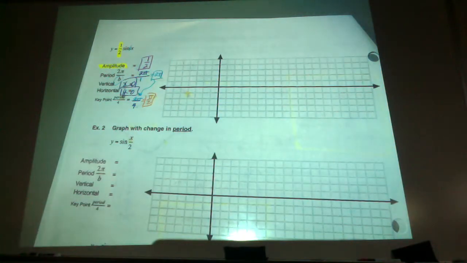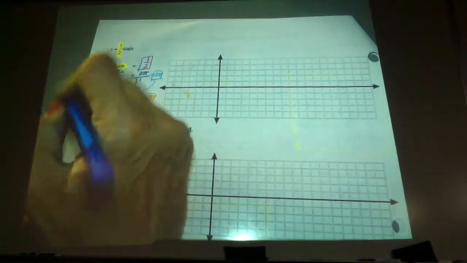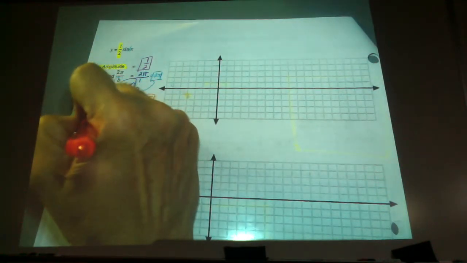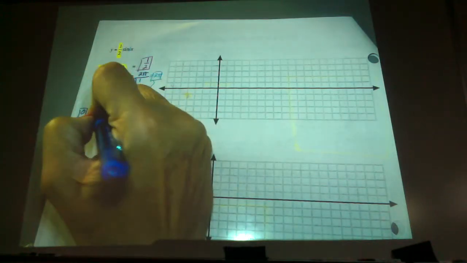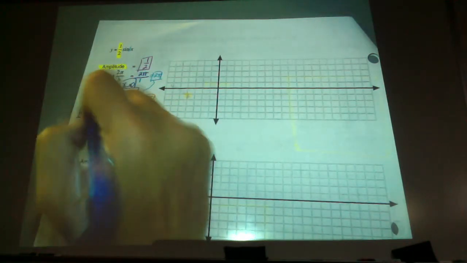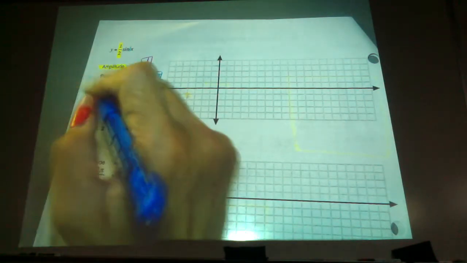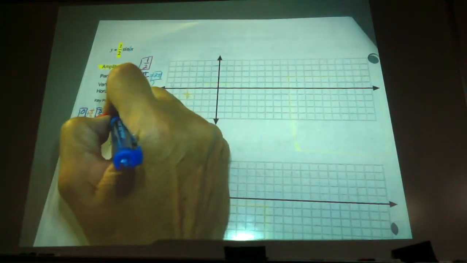I will show you how the period will change in a minute, but for right now we didn't do anything that would change the period. So, for right now, we're always starting with 0, and you're going to add those increments of 1/2. Just like we did before, we're going to come up with those same key points. For note purposes, I would highly suggest you put it in there, in case you forget, especially over a few days.